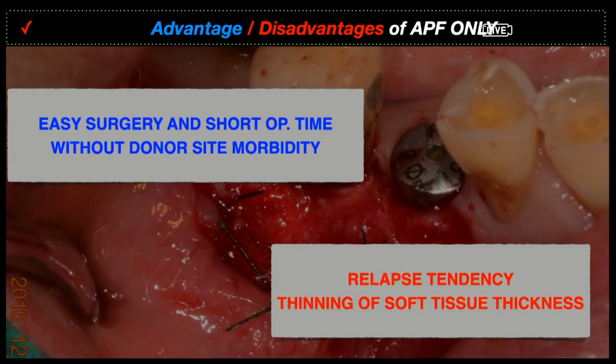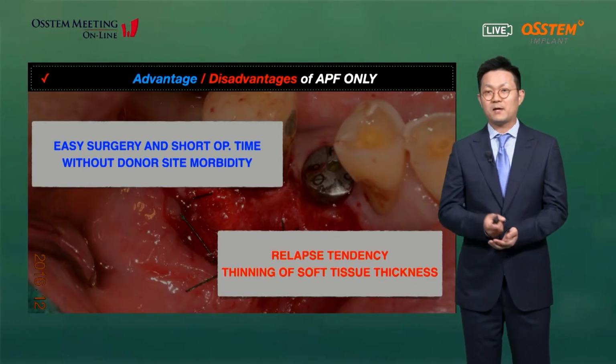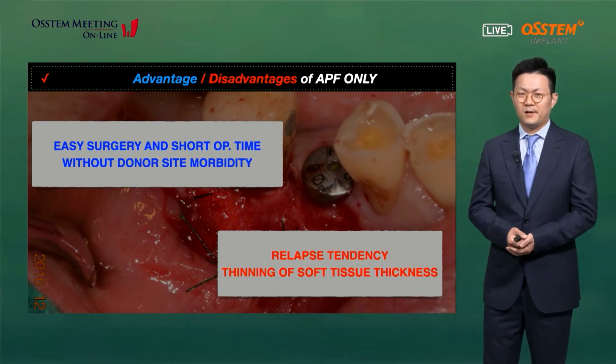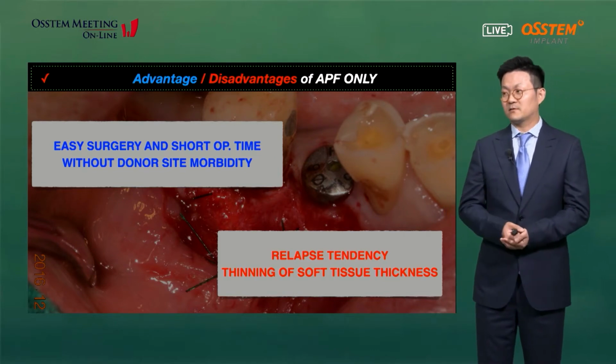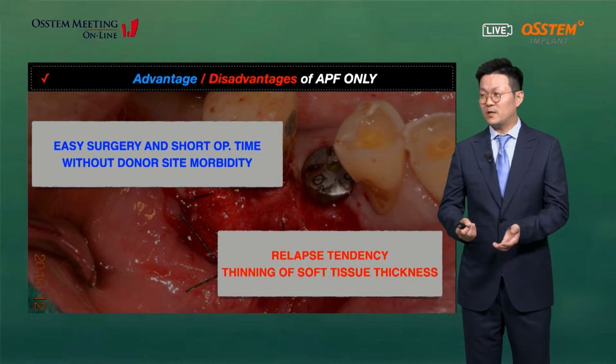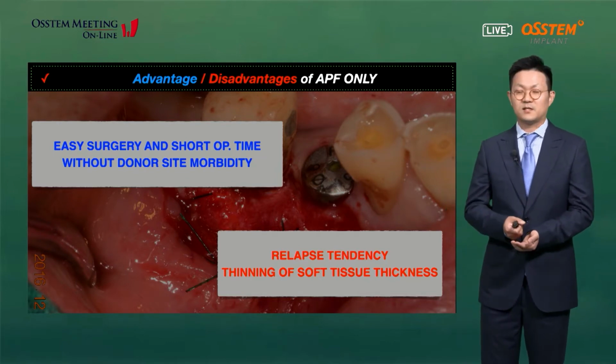So the APF-only technique has some advantages and disadvantages. The advantage is the easy surgery and short operation time compared to the free gingival graft, and there's no donor site morbidity and pain for the patient. But as you see, there's a relapse tendency after surgery, and thinning of the soft tissue thickness is found.